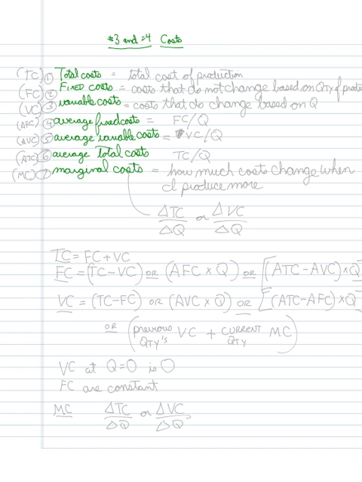So here's what I want to do for each of these. I want to talk about their definition, how they look, and then how each of these categories are related to each other. Let's start out with total costs. Total costs, as the term implies, are your total cost. These would be the total cost of production.